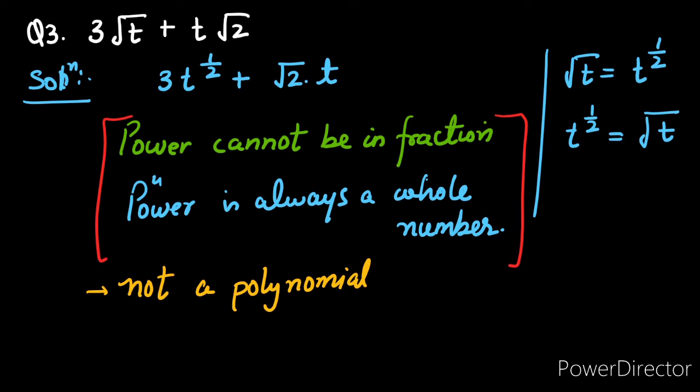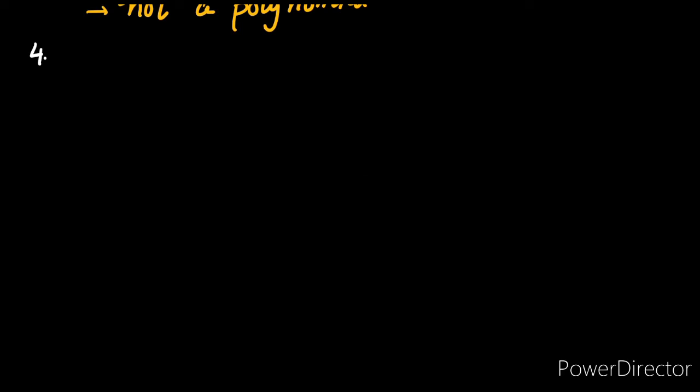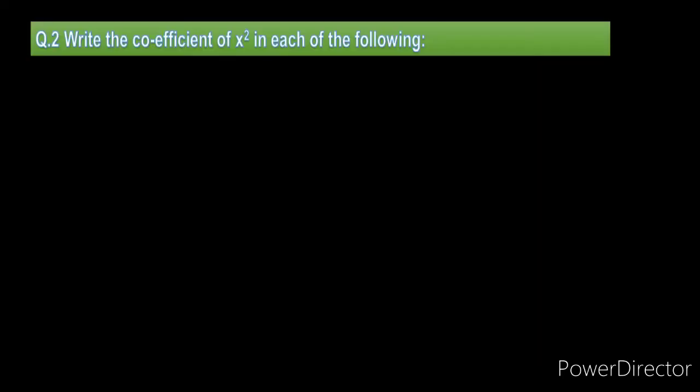Now let us solve question 2, that is write the coefficient of x square in each of the following. Let us see the first one. 2 plus x square plus x. Okay, you have to write down the coefficient of x square. The coefficient of x square is here. This is x square, and in this case nothing is written, that means it is 1. Okay, so the coefficient of x square is 1.